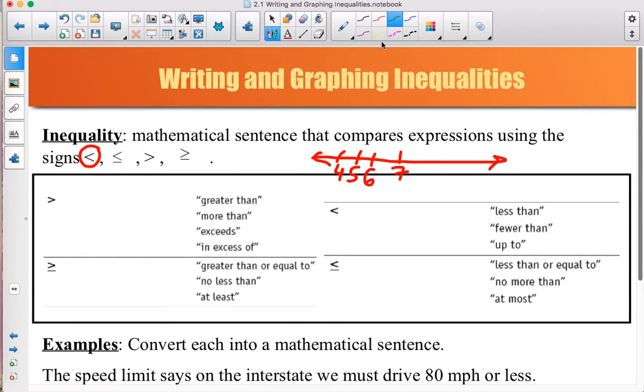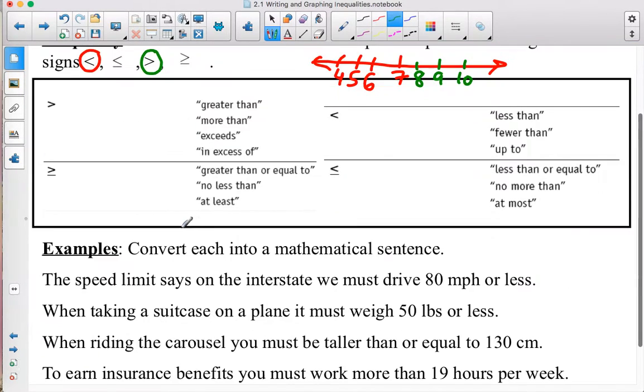If it's an arrow pointing to the right, that means greater than, and the reason why has nothing to do with alligators and all that you might have heard before in middle school or elementary. It's because an arrow pointing to the right on my number line includes the numbers that are bigger, like 8 or 9 or 10. So pointing to the right, greater than, more than, exceeds, in excess of. If it has a bar underneath, it's a combination of equal to and greater than. We say it's greater than or equal to.